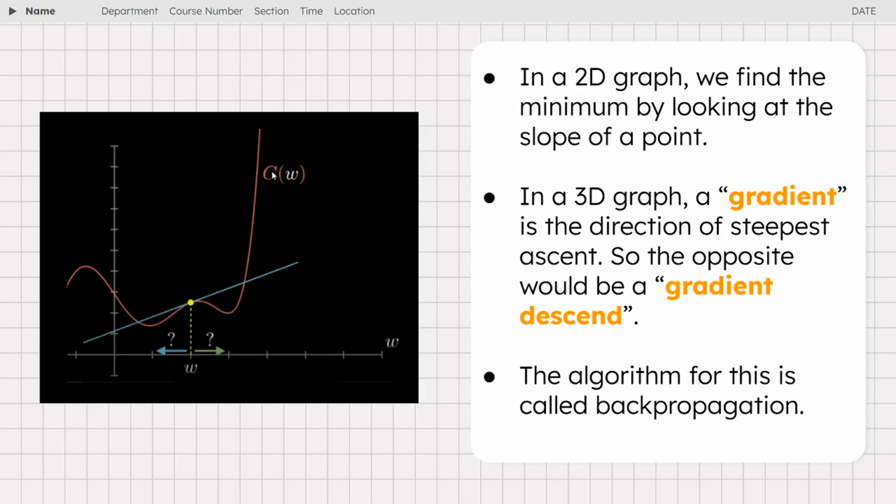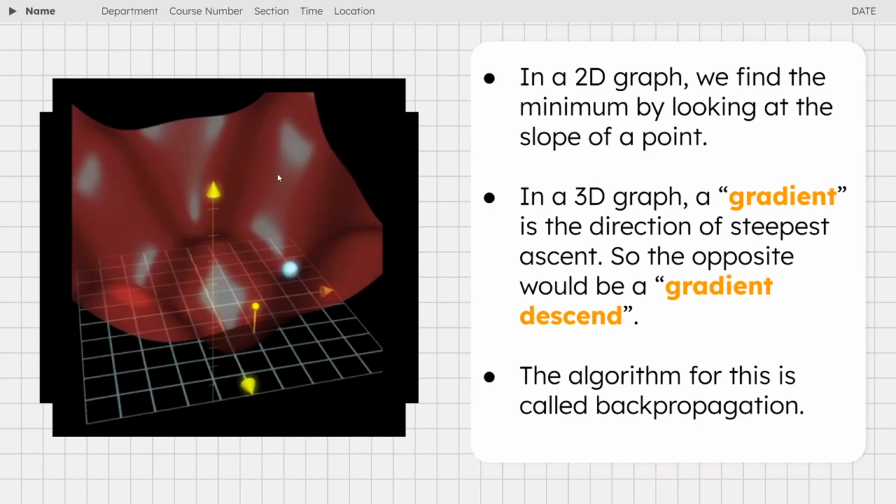However, a 2D graph won't be able to represent a neural network because a neural network uses more than one input, like weights and biases. So you will have to do a 3D graph. In a 3D graph, a gradient is the direction of the steepest ascent, or in other words, the direction in which it goes up the fastest. So the opposite would be a gradient descent, the direction of the fastest descent, or the direction in which it goes low the fastest.